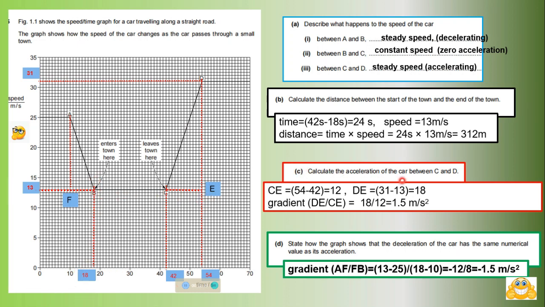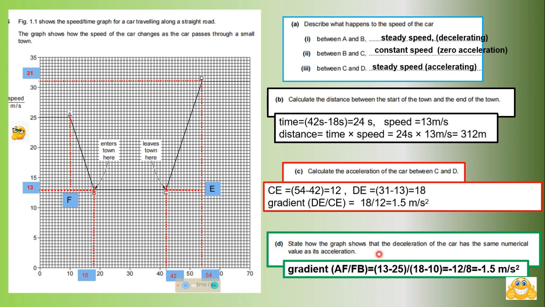Calculate the acceleration of the car between C and D. So you have to calculate the gradient here. The C coordinate is 42 and the E coordinate is 54 on the time axis. So CE is equal to 54 minus 42. For DE, the coordinate of D is here 31 and E is here 13. So DE is 31 minus 13. And the gradient will be DE divided by CE. It is 1.5 meter per second square.